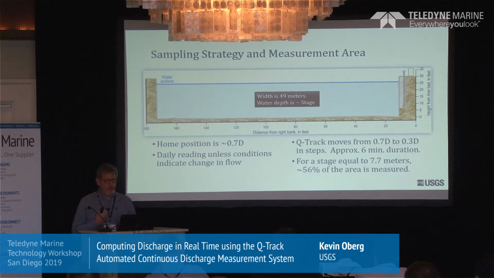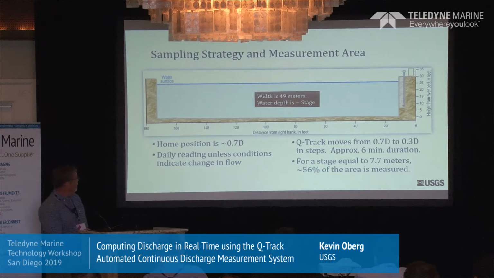So now, what are we doing to measure the flow? We have about 49 meters of width, and the water depth is supposed to be about 7.7 meters. Yeah, here we are. And with this system, we're able to measure about 56% of flow. So the system normally sits at about 7/10 of the depth, and we keep it there unless conditions indicate some change in flow.